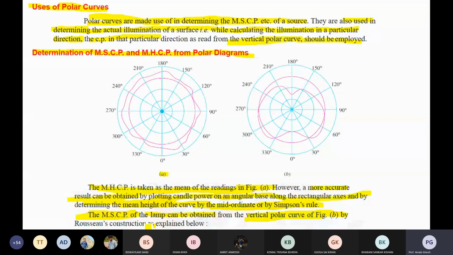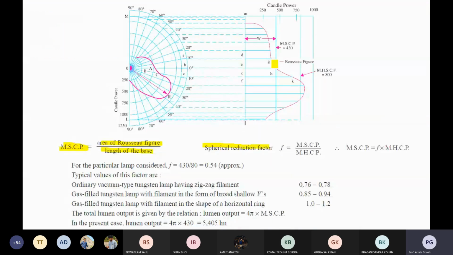Okay, so candle power is M, and one projection is there from the angle-wise projection. So that is A, F, C, E, D, all our projections are there. So how much is the MSCP value? It is 430. Then the Rousseau figure is there, G and H, so from that one you can get that value. The mean hemispherical candle power is 800. So if you place all those values here, MSCP is the area of the Rousseau figure divided by the length of the base, how much base is there. So it is your candle power. The polar curve is your source, so from here you can calculate all those values.